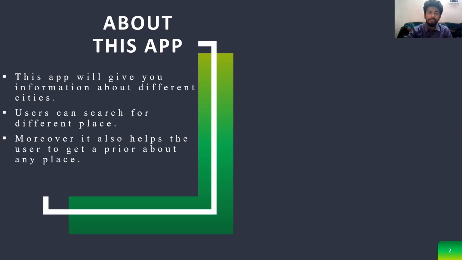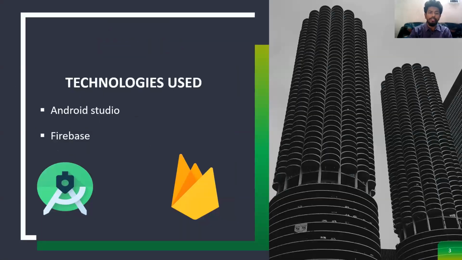Now, for developing the software, what are the technologies, or rather what software have I used? The first one is Android Studio. This is the platform where we developed this application. The second one is Firebase. Firebase is where we are fetching the data from. Whenever we create any application in Android Studio, there are two kinds of files: one is the Java file and one is the XML file. The XML file is where the designing part is contained, and the Java file is where the coding part is contained.